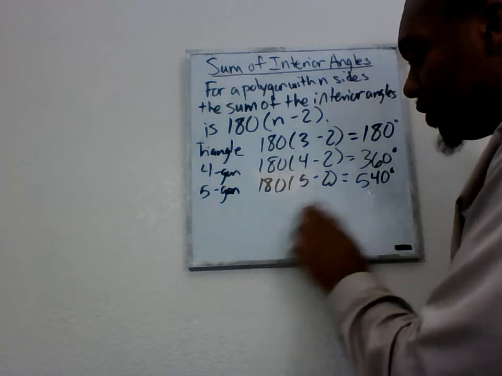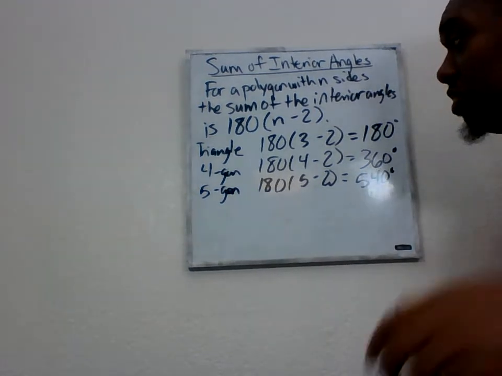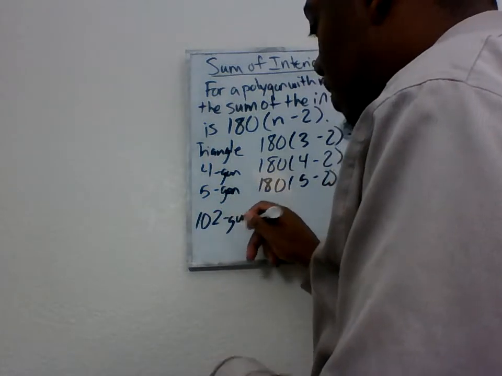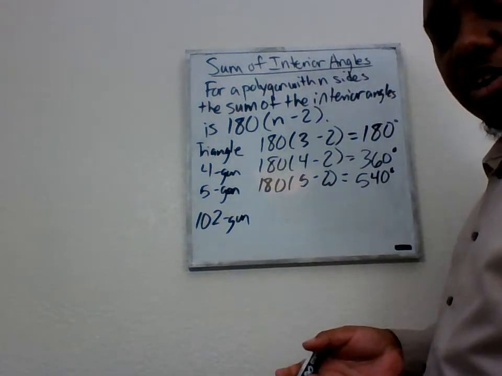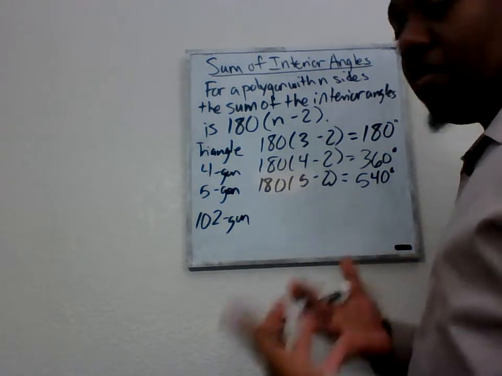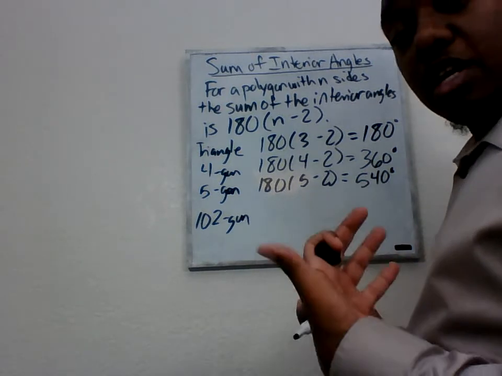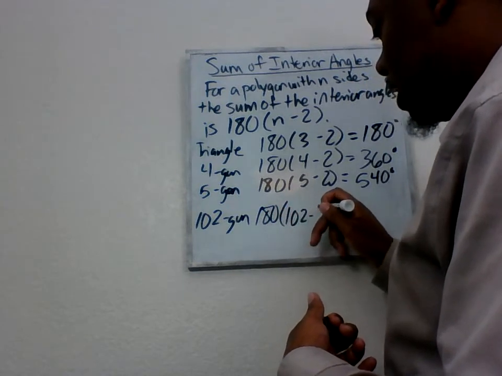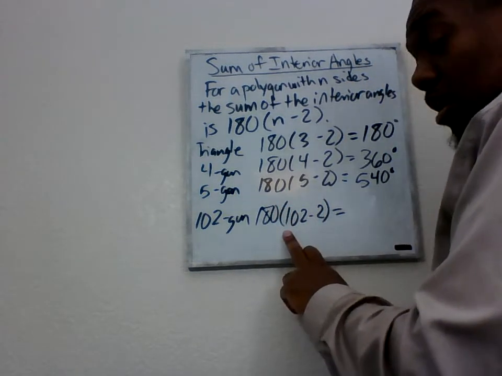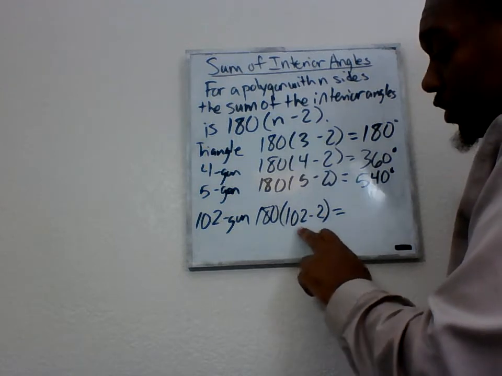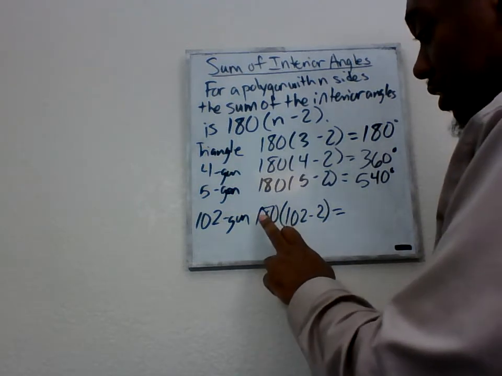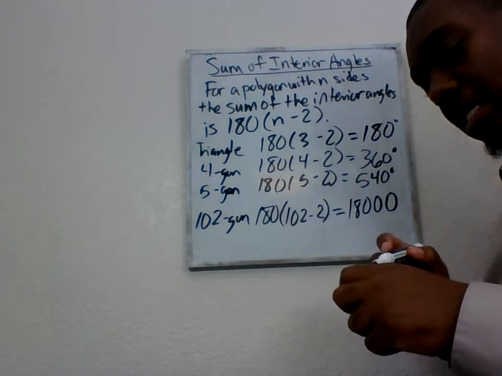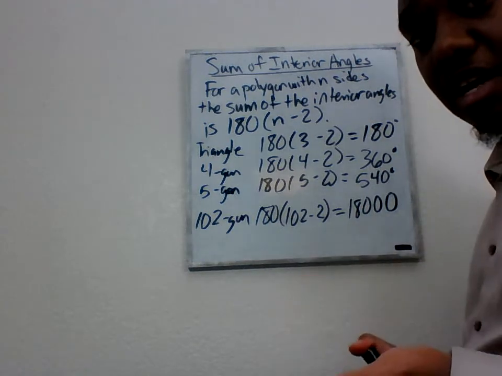So let's get a little crazy. Let's jump real quick to, say, a 102-gon. So a polygon with 102 sides. Why would you ever create one of those? I'm not sure. But if you had to find the sum of interior angles, you could. So 180 times 102 minus 2. Well, 102 minus 2 is 100, times 180. We end up with 18,000 degrees as the sum of the interior angles.